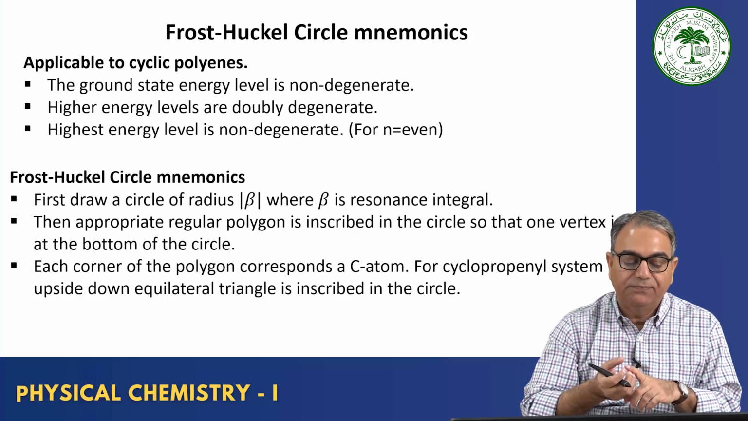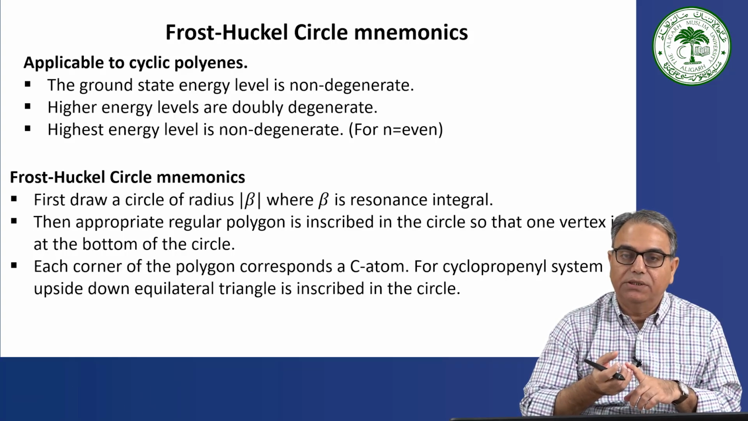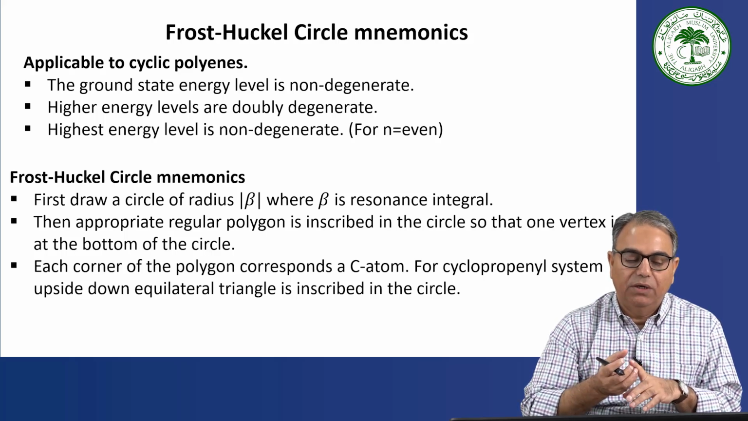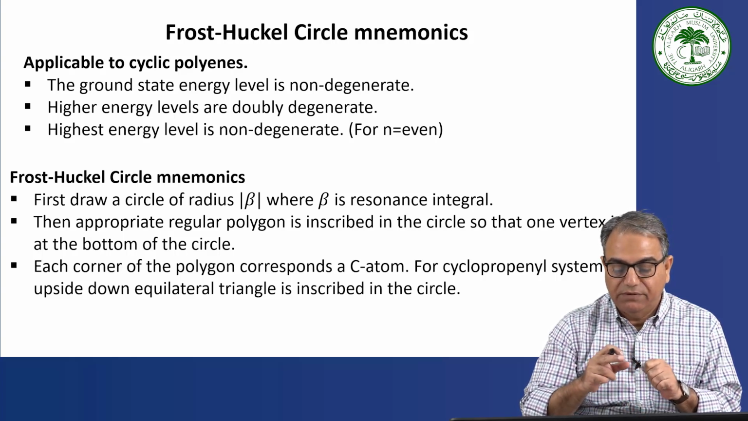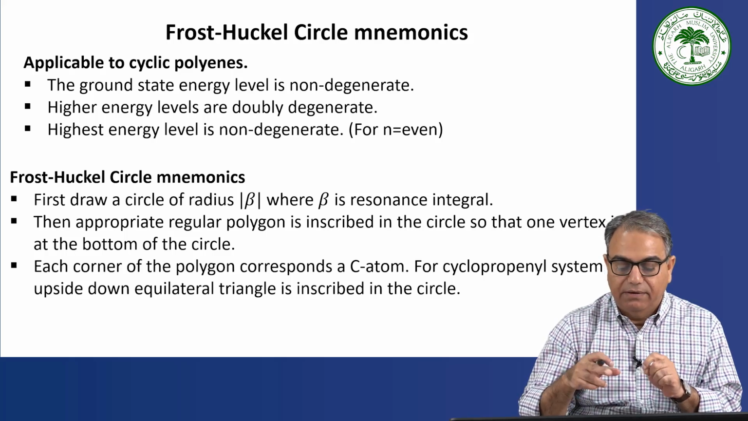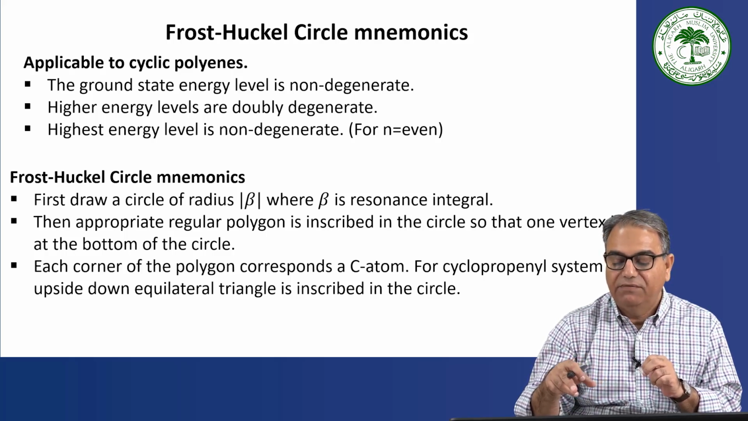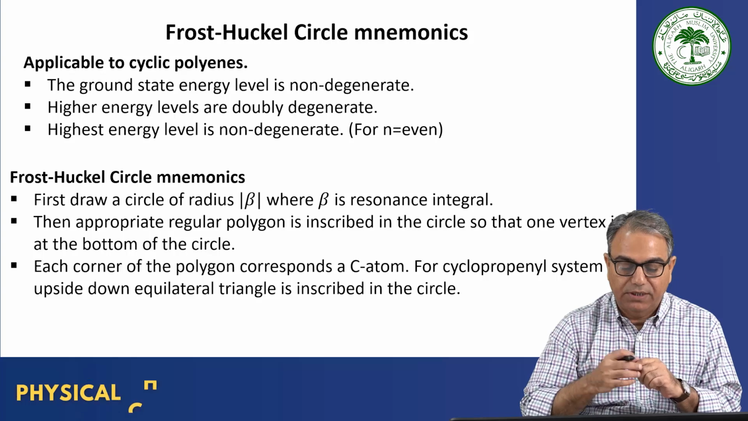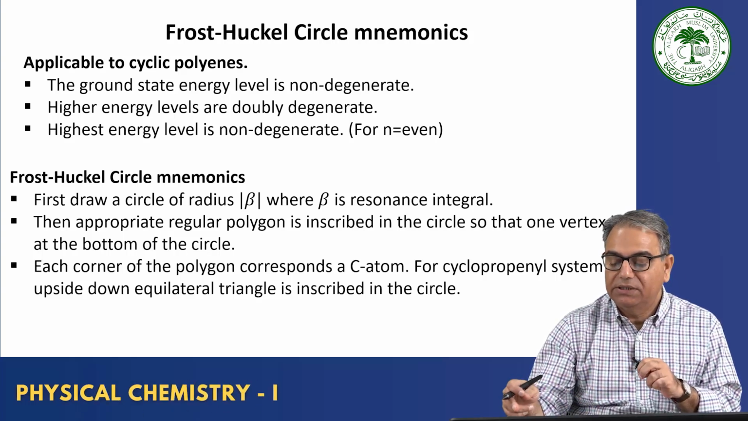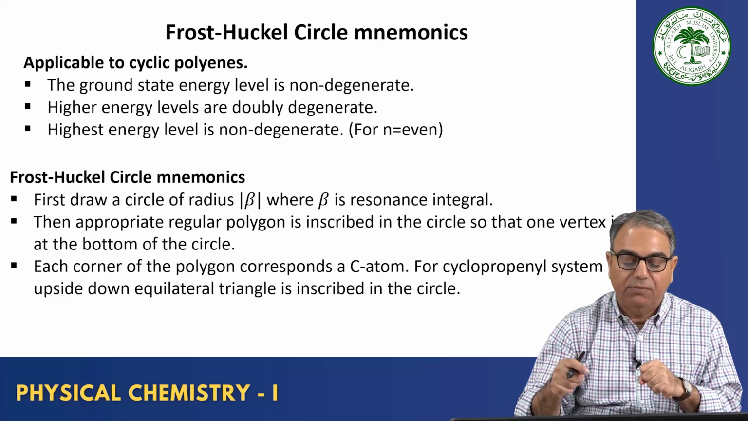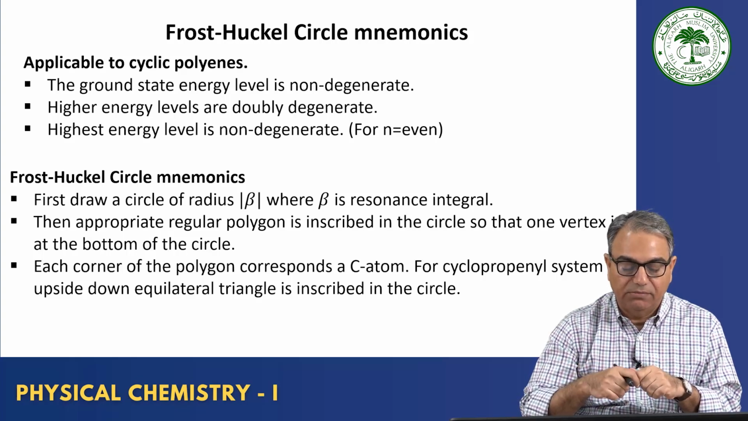What we are going to learn is the Frost-Haskell circle mnemonics. With this diagram it will be very easy to write the eigenfunctions and remember the energy values. So how do we draw this diagram? The first thing we do is draw a circle of radius beta, where beta is the resonance integral that you know. Then an appropriate regular polygon is inscribed in the circle, so that one vertex is at the bottom of the circle.